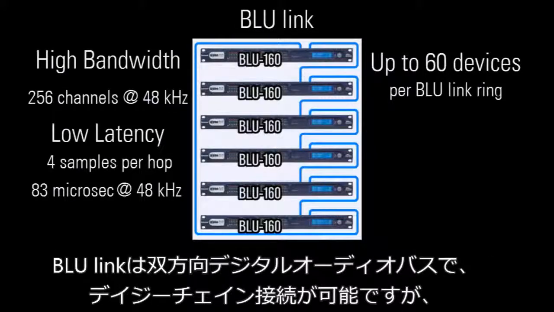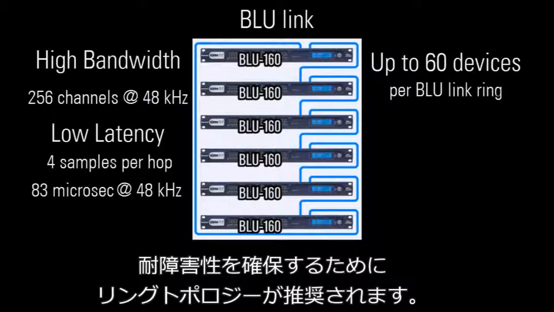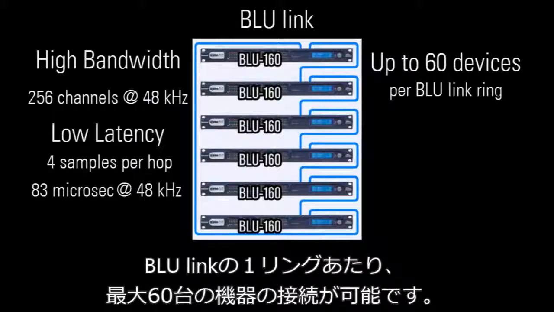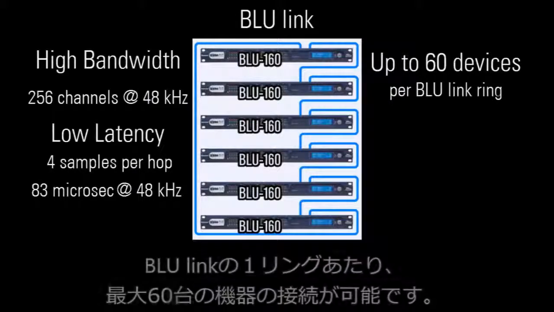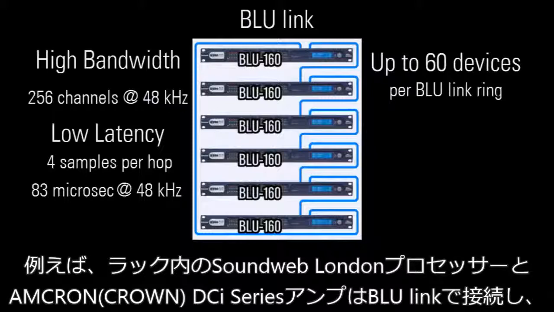BlueLink is a full duplex digital audio bus and may be connected in a daisy chain, but ring topology is recommended because it provides fault tolerance. Up to 60 devices can be connected per BlueLink ring. A good example of its use would be between Soundweb London processors and Crown DCI series amplifiers within a rack.